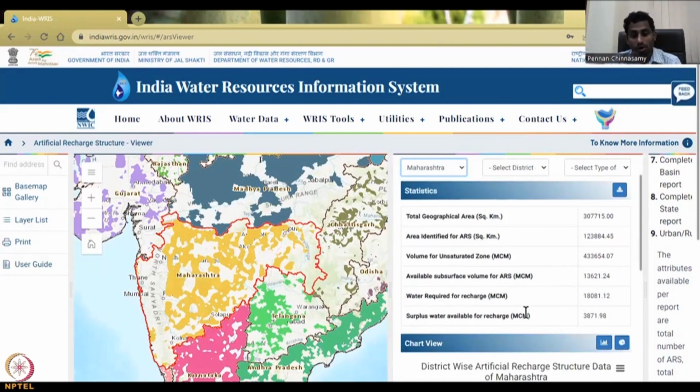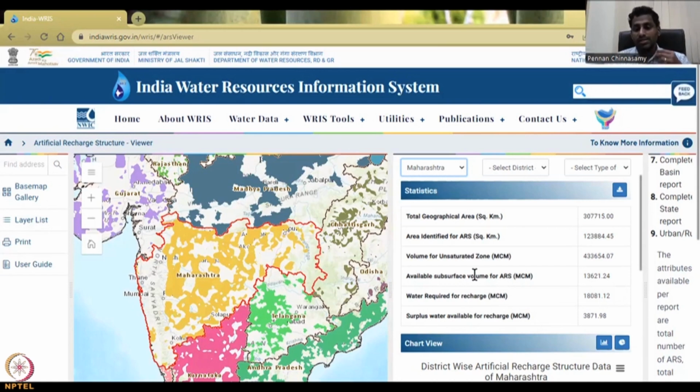Water required for recharge is around 18 billion cubic meters. All these are per annum. Okay, so every year, how much happens? And then, how much is available? Then they do a surplus water for recharge. So what is the difference between these two? Okay, all these have been done like a water budget to estimate. You can put these structures, but is there water available?